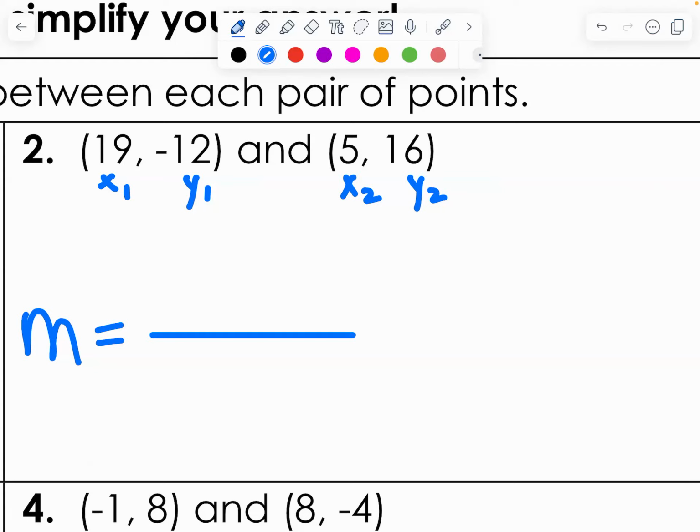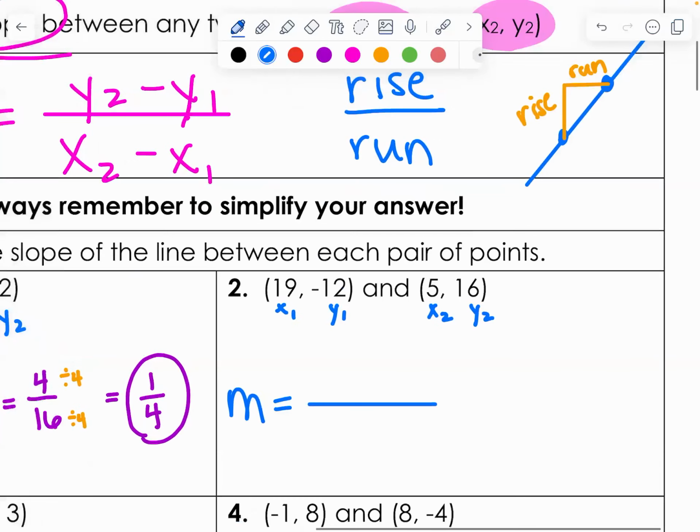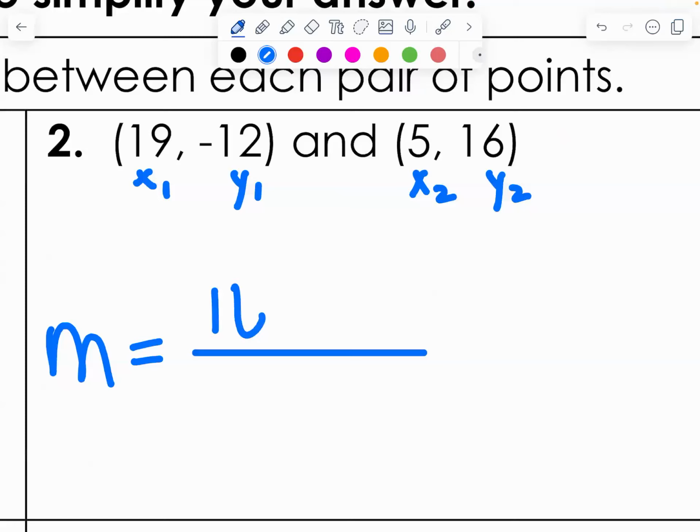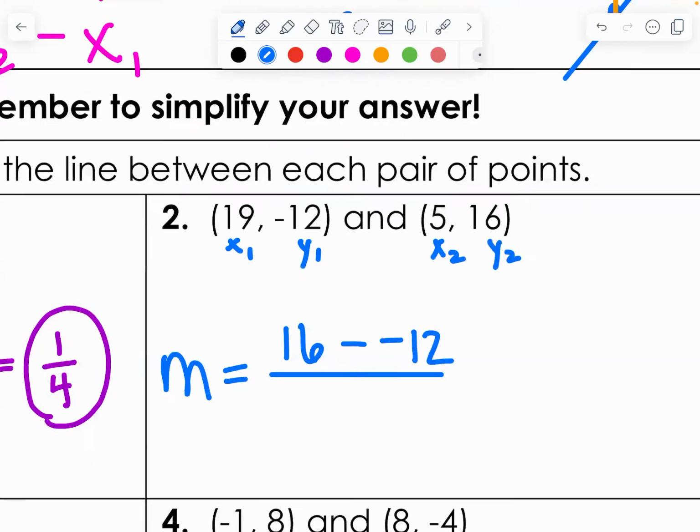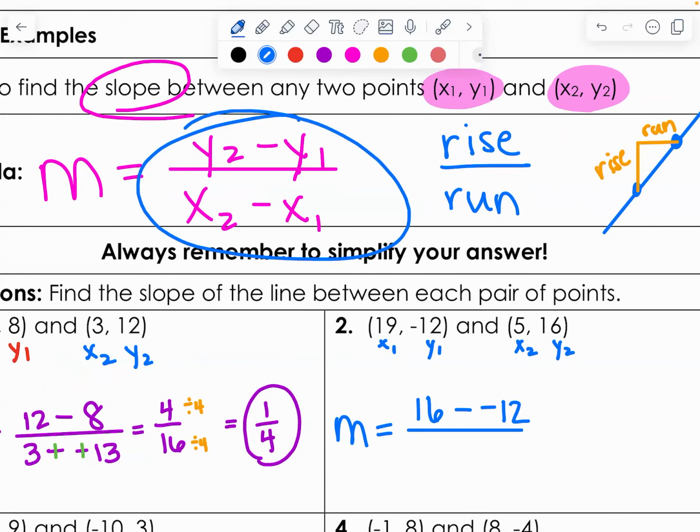Tony, what number do we put first in the numerator? Which number is Y2? 16 is our Y2 minus, Jacob, which one's Y1? Negative 12. So there's our rise. Nope. It's just the second minus the first both times. That way we're consistent. Okay.